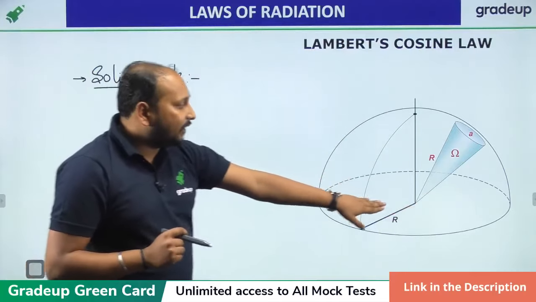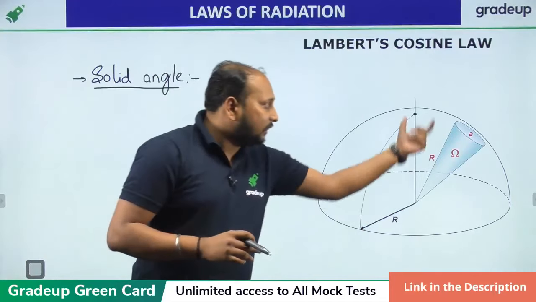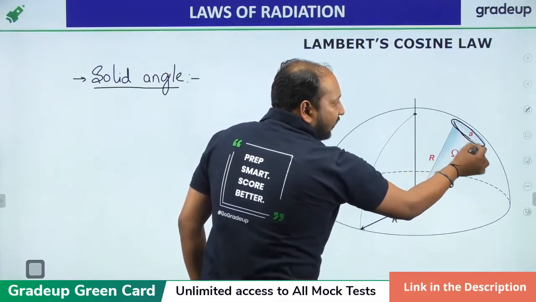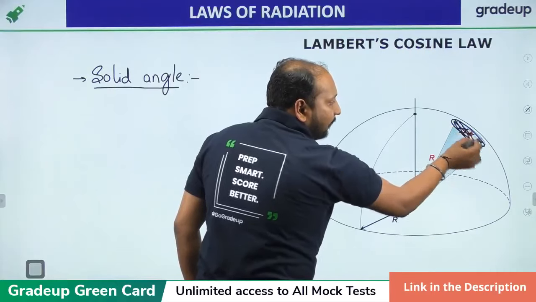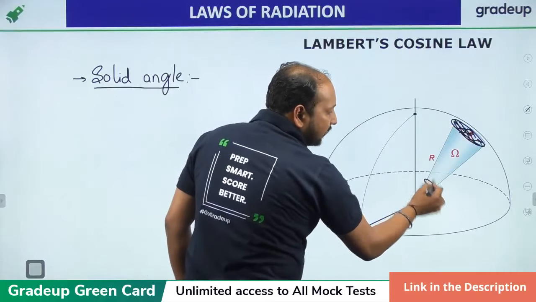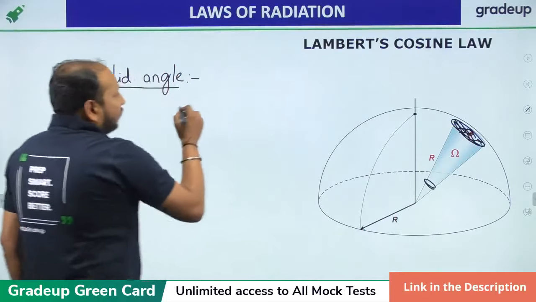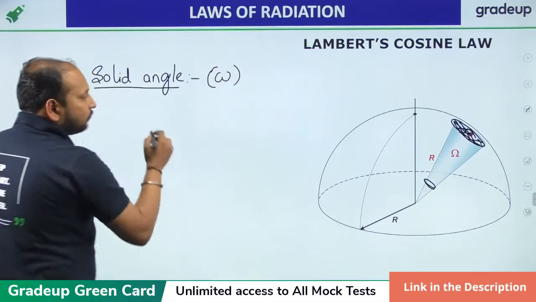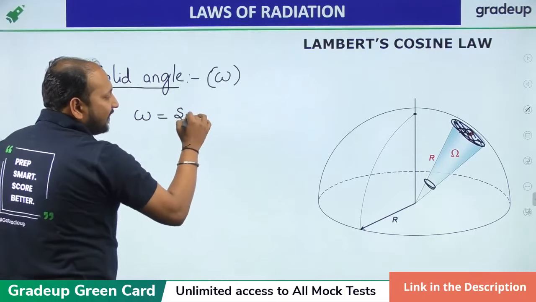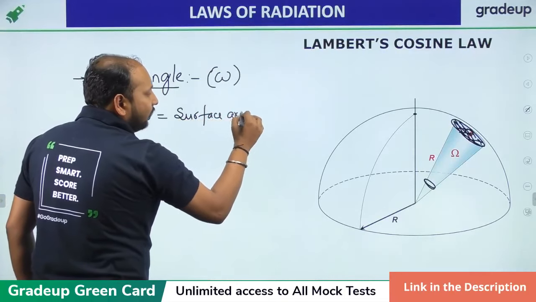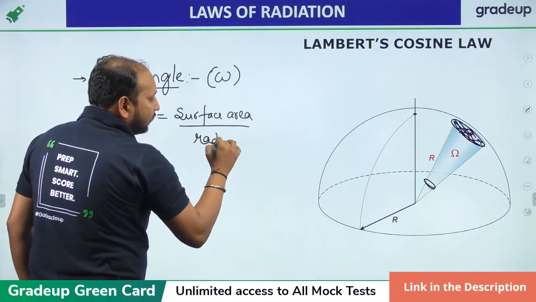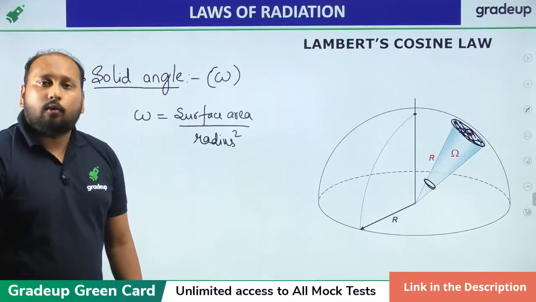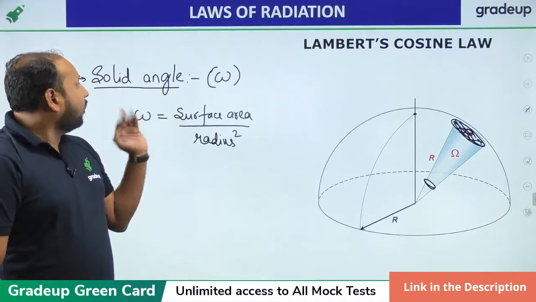So for understanding, I have given you a diagram. Now we are having a hemisphere and this surface. Take this surface. If I want to know what is the angle subtended by this surface, this is basically the solid angle. Clear? The solid angle is normally denoted as omega. So omega is equal to surface area upon radius square. Clear? So this is the formula of solid angle.